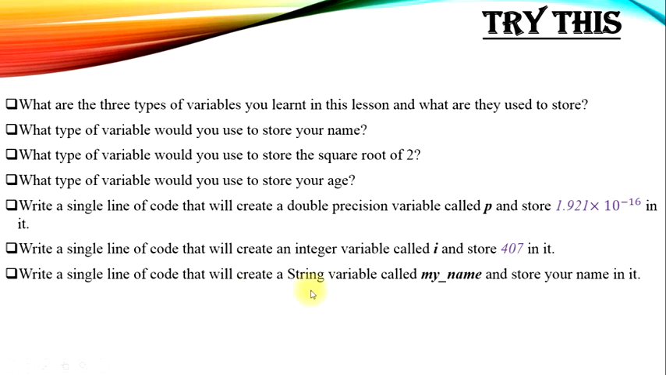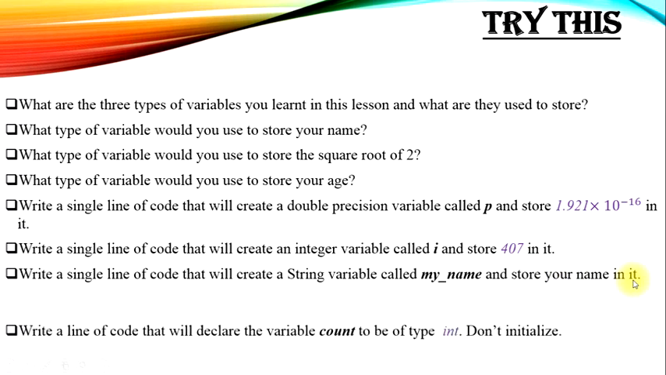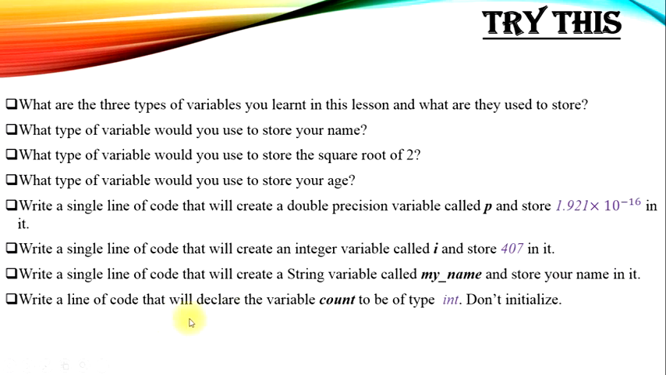Now here, write a single line of code that will create a string variable called this. You declare it and you store your name in it. Write a line of code that will declare variable count to be of type int. Don't initialize. Just declare count to be of type int.